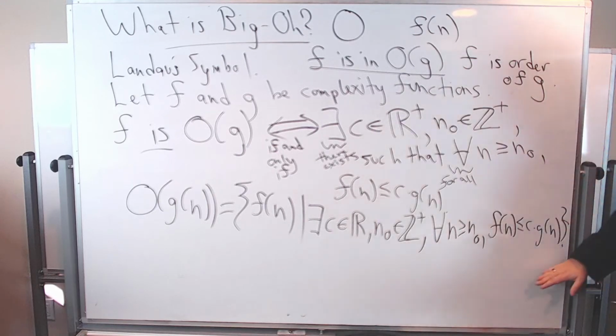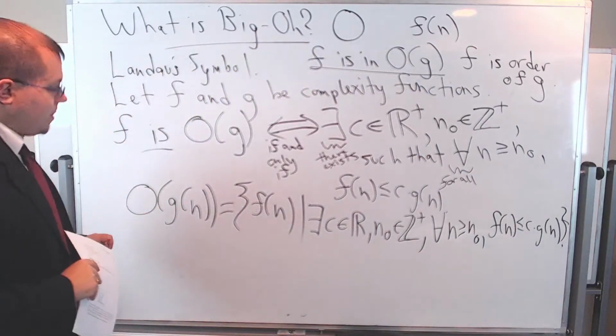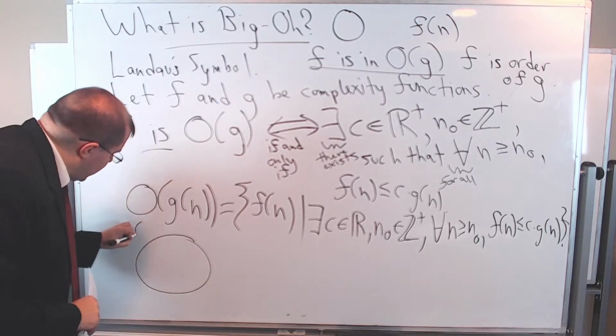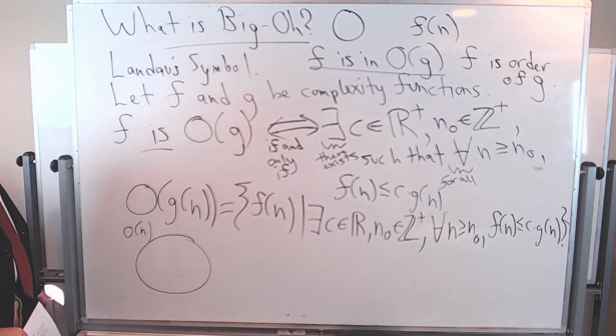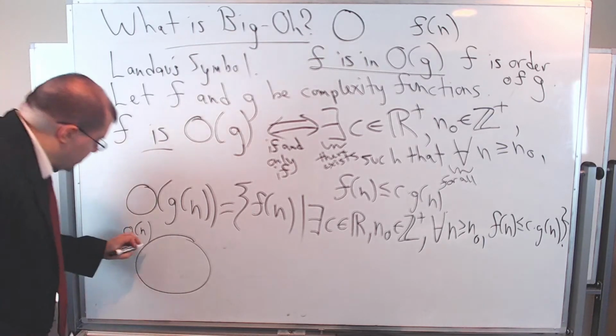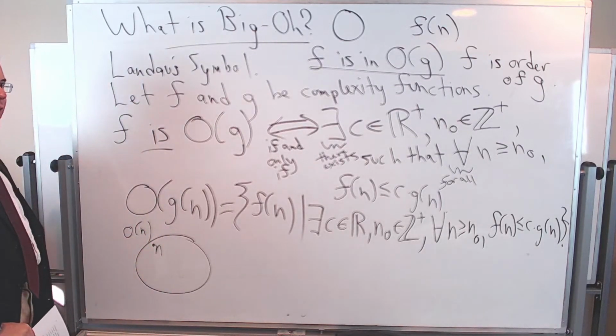So believe it or not, when we talk about big O, we're actually talking about a collection of functions. So what do I mean by that? If I talk about big O of, say, n, there are many functions that can actually fall into big O of n. For example, n itself is a function in big O of n.